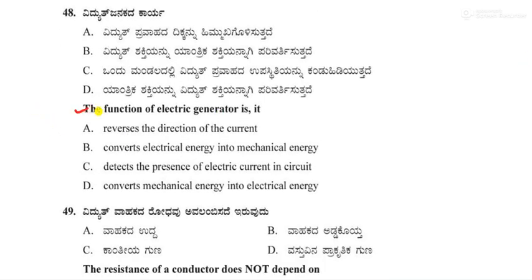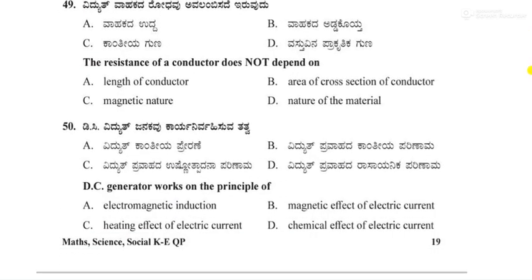The function of electric generator is, so generator converts mechanical into electrical energy. If they give electric motor, that will convert electrical energy into mechanical. Remember, generator converts mechanical into electrical. Next is question number 49.